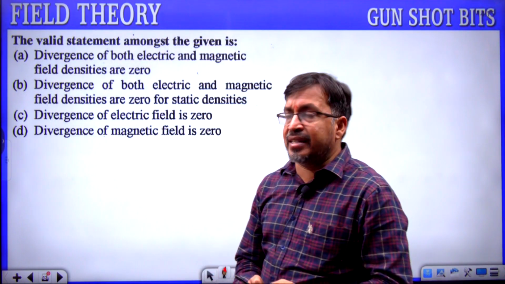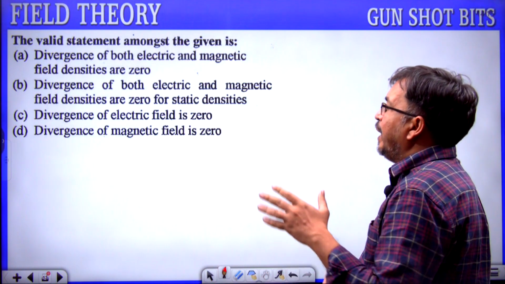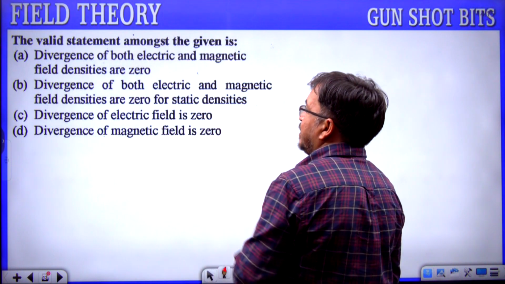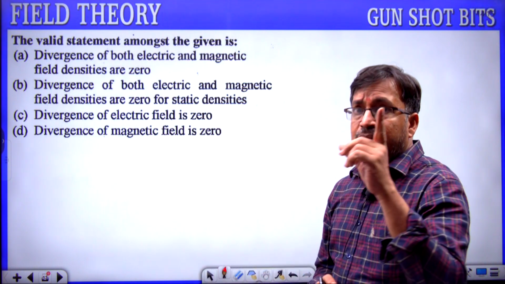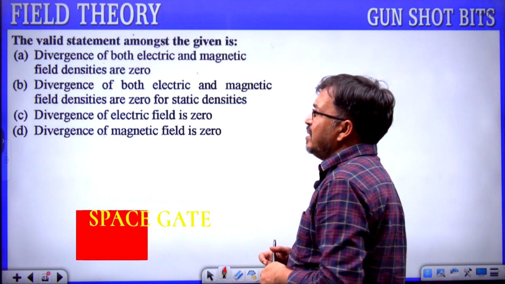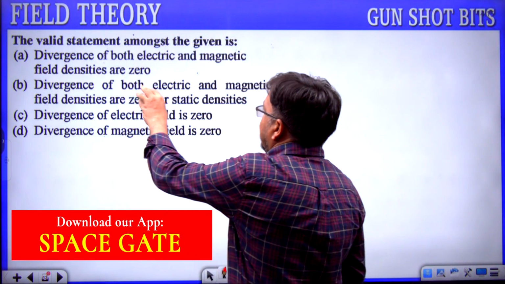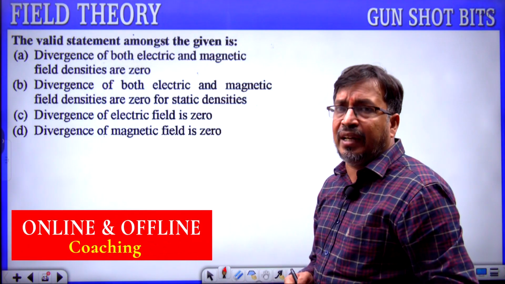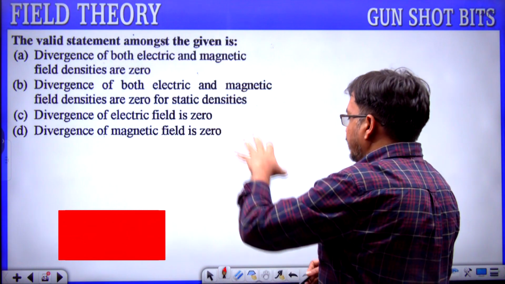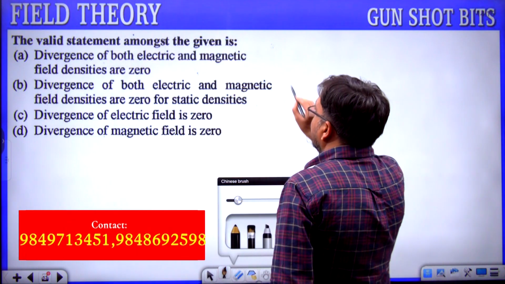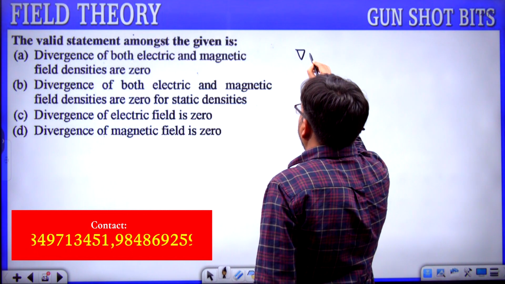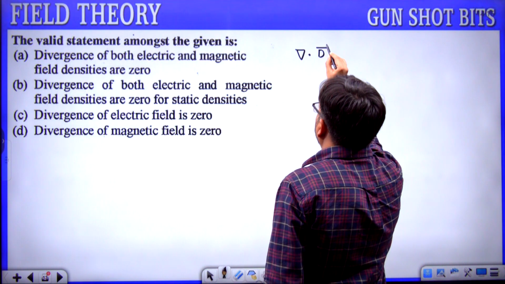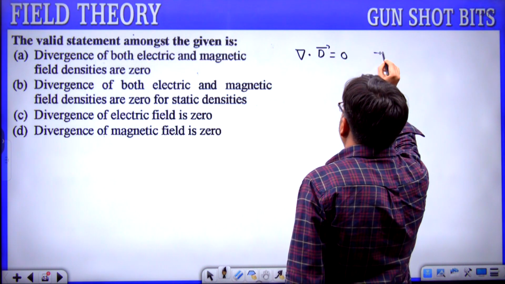Next question: here we are discussing the valid statement amongst the given options. There are 4 statements given, and one of them is valid. See here, option A: divergence of both electric flux density and magnetic flux density are 0. Divergence means the dot product of the del operator with the given vector. So, del dot D equals 0 and del dot B equals 0.